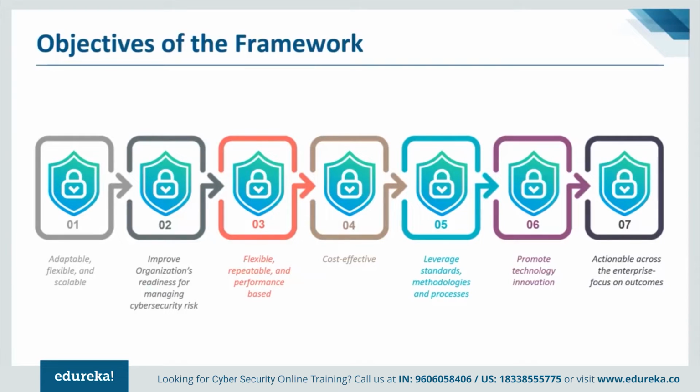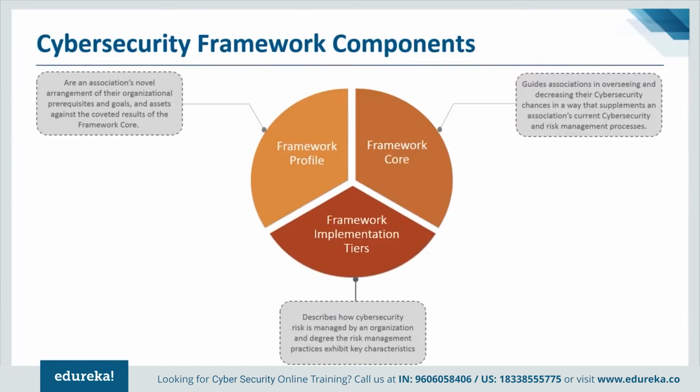Now let's discuss the components of the NIST cybersecurity framework. The cybersecurity framework consists of three main components, namely the core, implementation tiers, and profiles. The framework core provides a set of desired cybersecurity activities and outcomes using common language that is easy to understand. The core guides organizations in managing and reducing their cybersecurity risks in a way that complements an organization's existing cybersecurity and risk management processes.